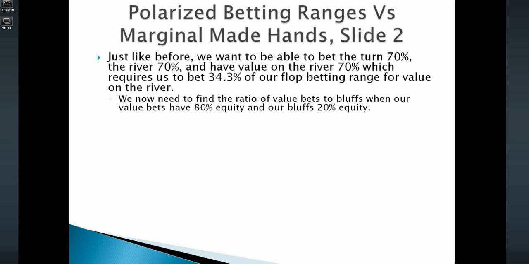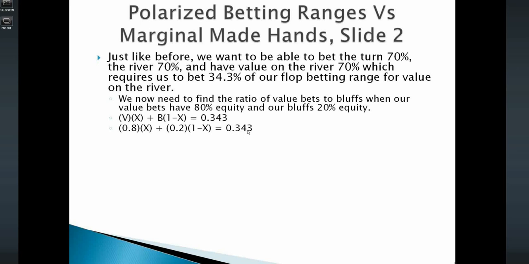We now need to find the ratio of value bets to bluffs when our value bets have 80% equity and our bluffs have 20% equity. V times X plus B in parentheses 1 minus X equals 0.343. So now we're going to plug in for V and B, so we get 0.8 times X plus 0.2 times in parentheses 1 minus X, which equals 0.343.